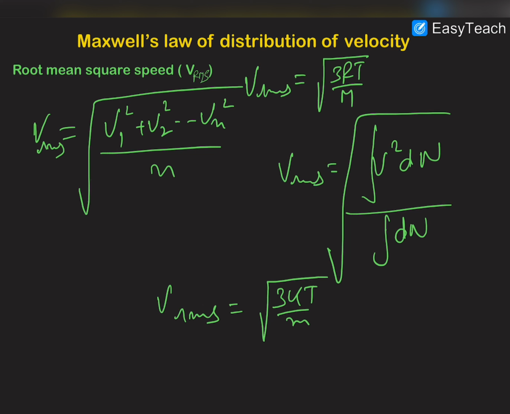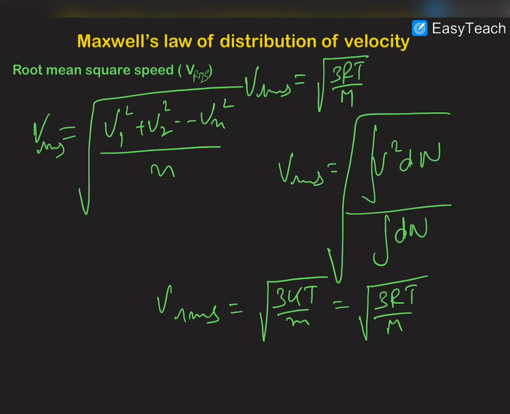This small m is again the mass of molecule, k is Boltzmann constant. So again, if we multiply denominator and numerator by Avogadro number, we can write it down as 3RT by capital M, where M is the molecular mass.